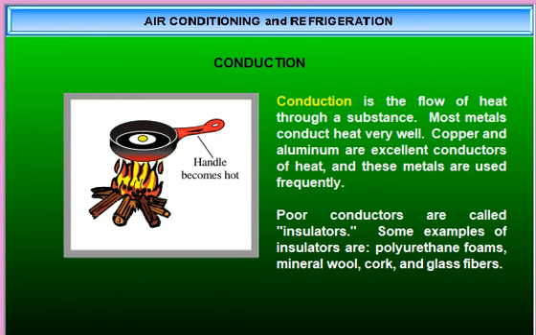Conduction is the flow of heat through a substance. Most metals conduct heat very well. Copper and aluminum are excellent conductors of heat, and these metals are used frequently. Poor conductors are called insulators. Some examples of insulators are polyurethane foams, mineral wool, cork, and glass fibers.